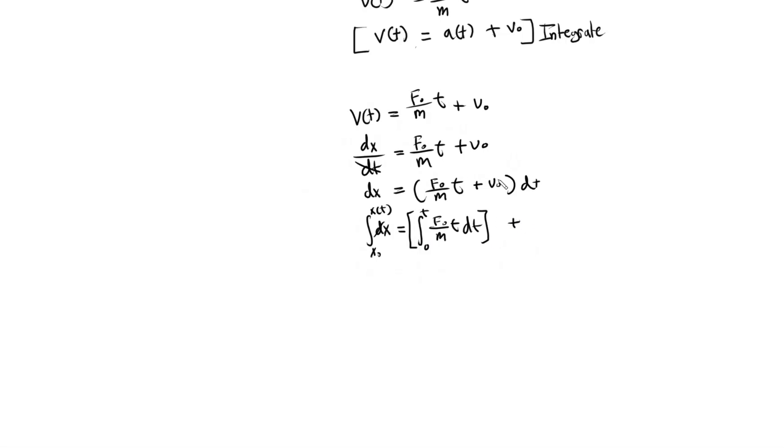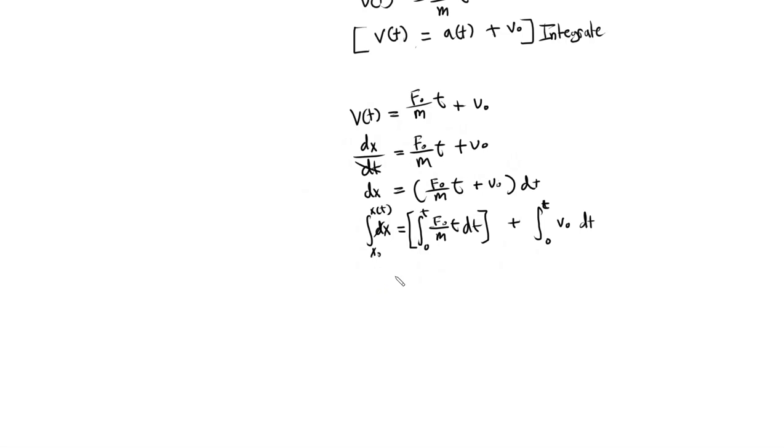To this, we'll add the integral from 0 to t of v initial. Remember, this is just some number. This is a constant. It's a velocity. It's a number, dt. And again, remember, like we did last time, if it's a number, then you just multiply these two. You'll just be left with v initial times t. But then we have to evaluate from 0 to time t.